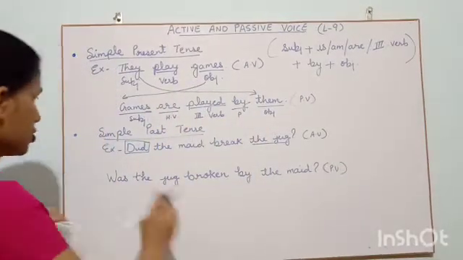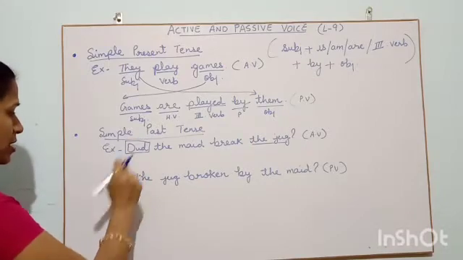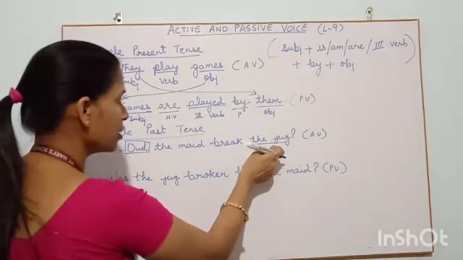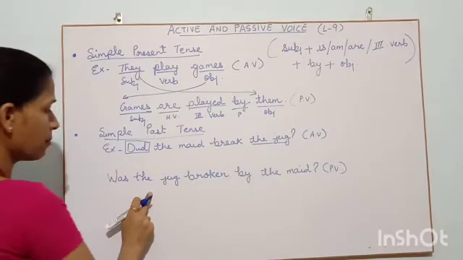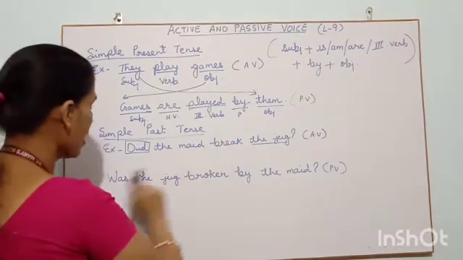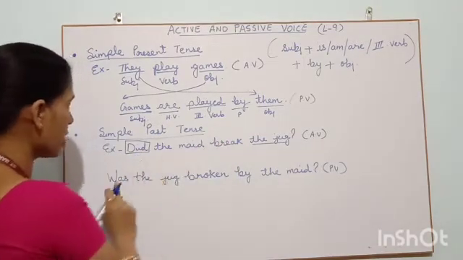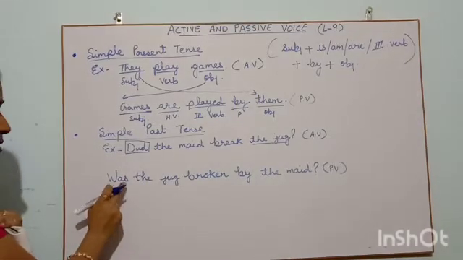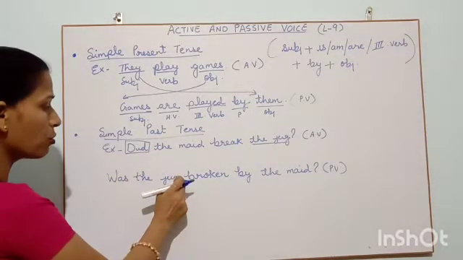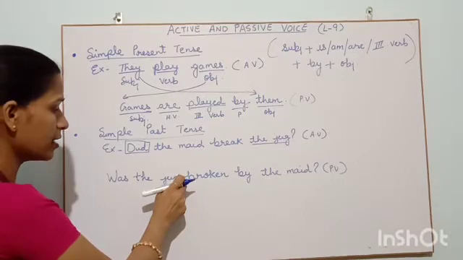See how I have changed. Was, because it was did. The jug, here I have taken the object in the place of the subject. Broken, was already taken here. Your helping verb is already here, so you are not going to add the helping verb again in the sentence.